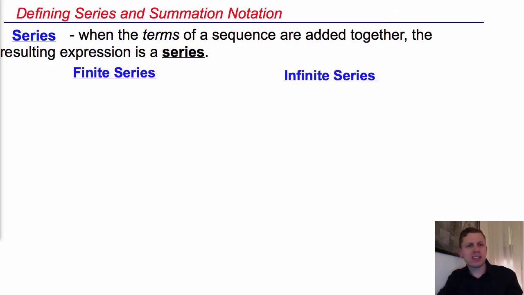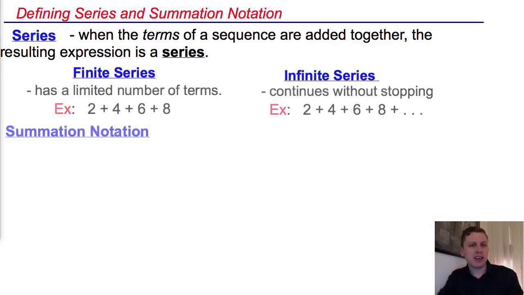A series is when the terms of a sequence are added together, and that resulting expression is called a series. So for instance, take these two sequences here. If I add 2 plus 4 plus 6 plus 8, adding those numbers now turns it from a sequence to a series. And then of course there are two different types. There's a finite series, which will have a limited number of terms. And then we also have an infinite series, which is one that has these dots, dots, dots that continue without stopping.